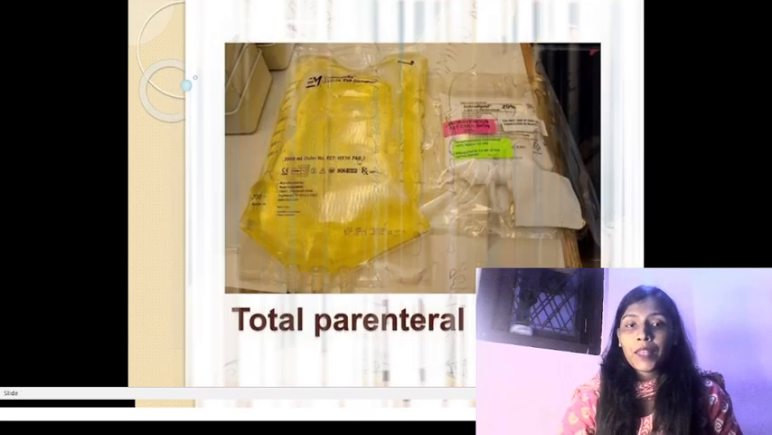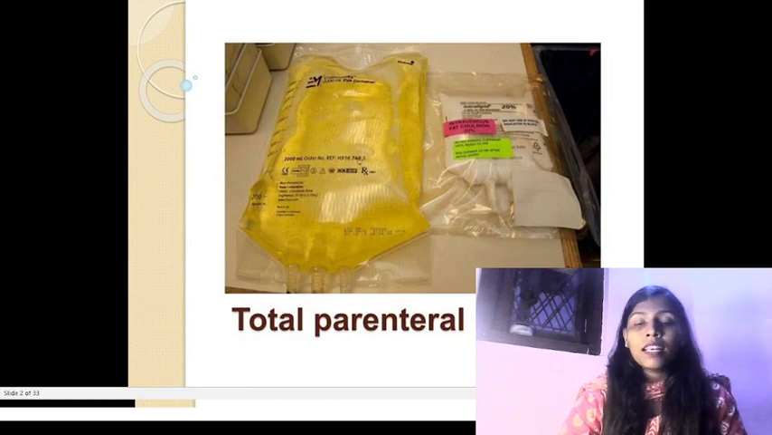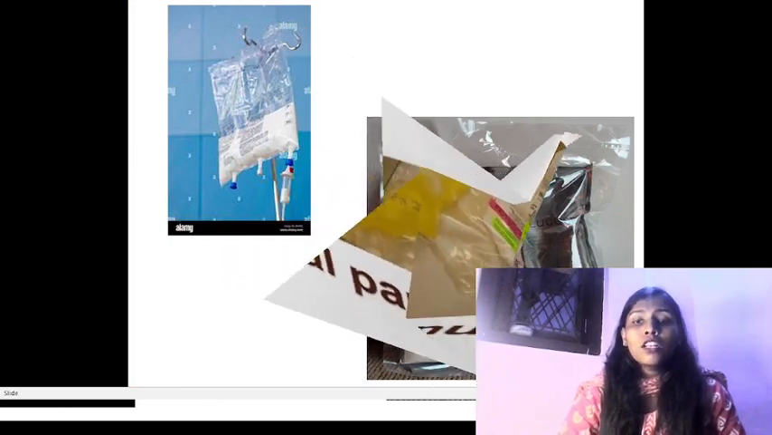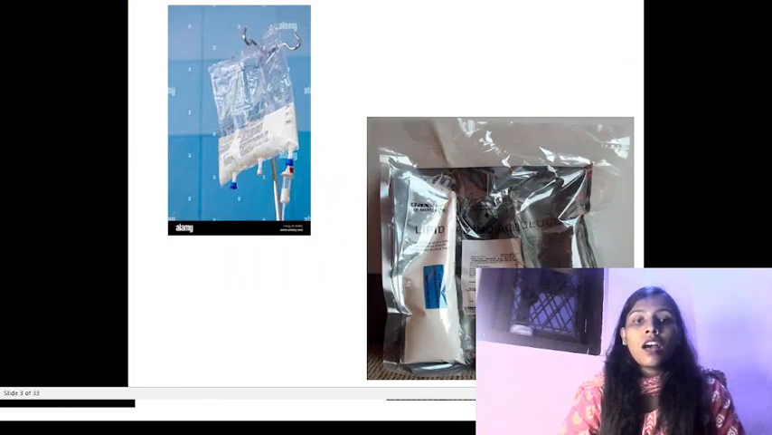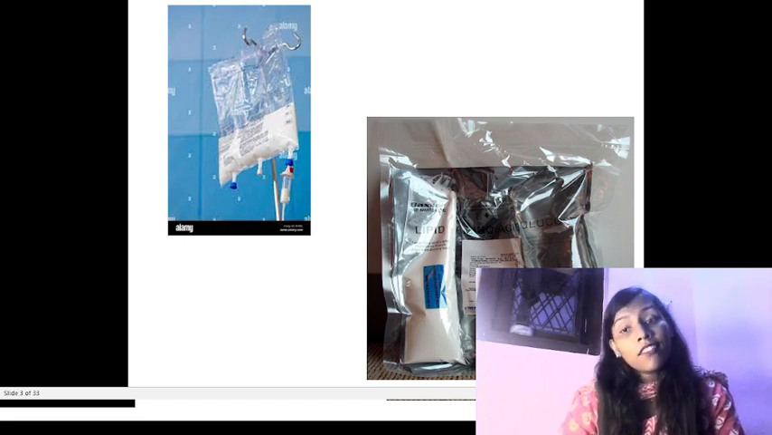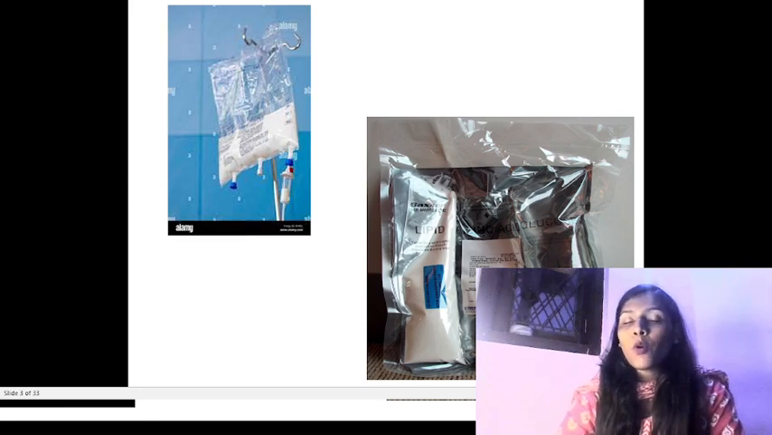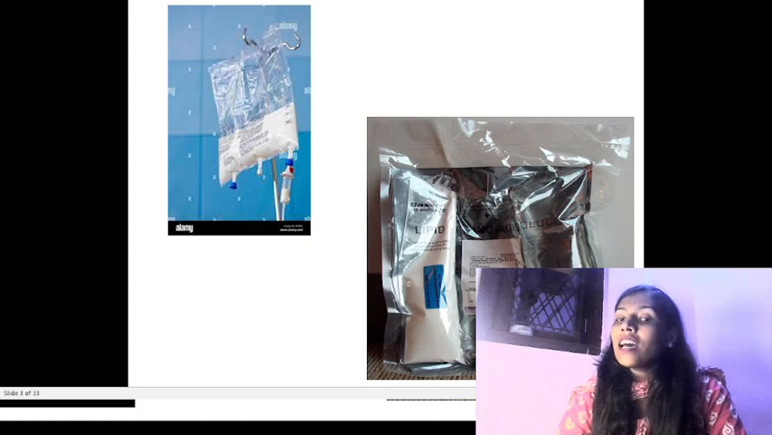So let us see. Total parenteral nutrition would look like this, something in a milky form. It usually has three components. You should be very much clear about it. First is the carbohydrate component, and why we need carbohydrate: because 70 to 80% of energy is gained from the carbohydrate. So one component is the carbohydrate.